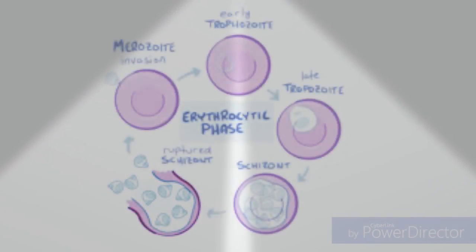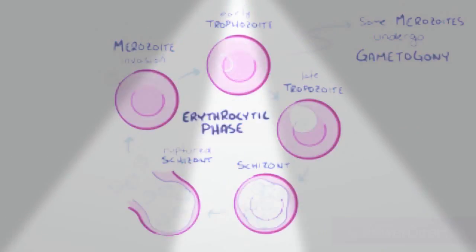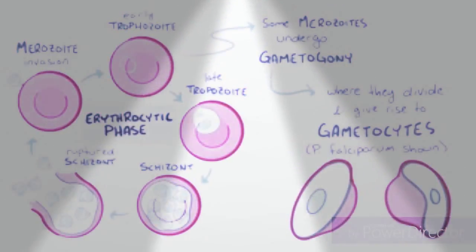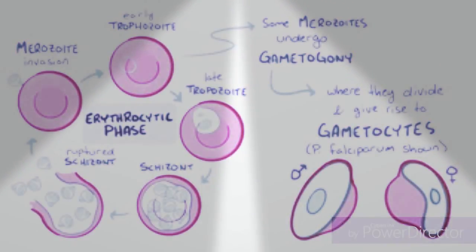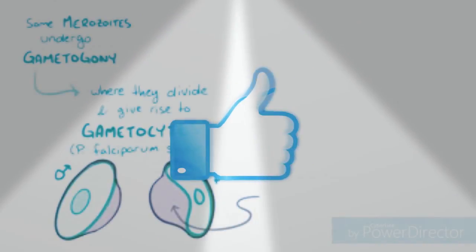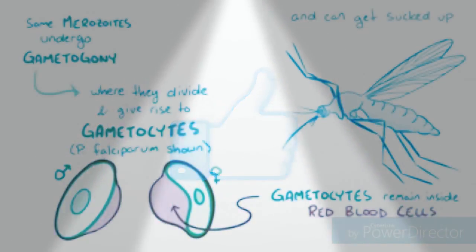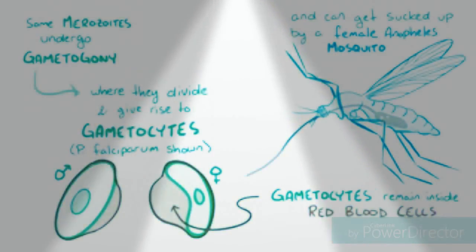Now, instead of going into the erythrocytic phase again, some of the merozoites undergo gametocytogony, which is where they divide and give rise to gametocytes, which are little sausage-shaped sexual forms that can be either male or female. These gametocytes remain inside of a red blood cell, and can get sucked up by another female Anopheles mosquito that might take a blood meal from the infected person.